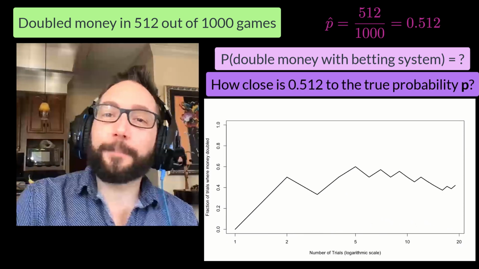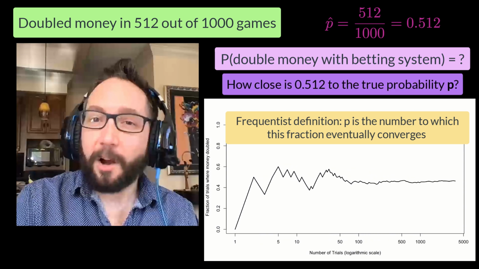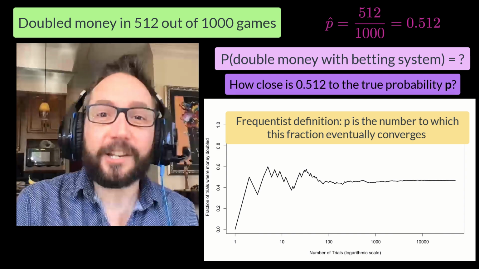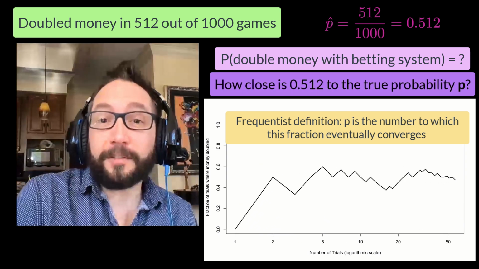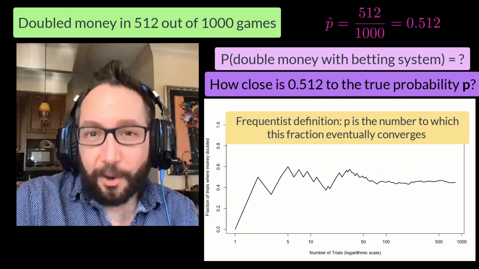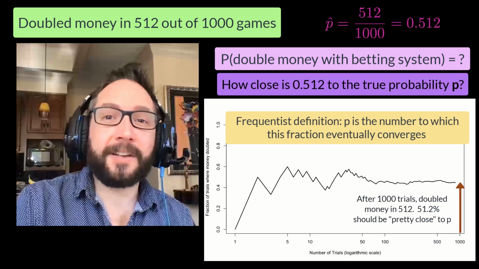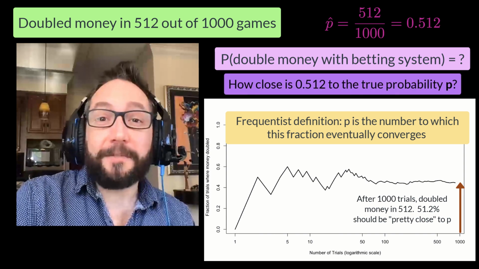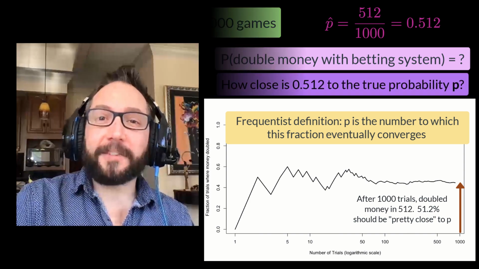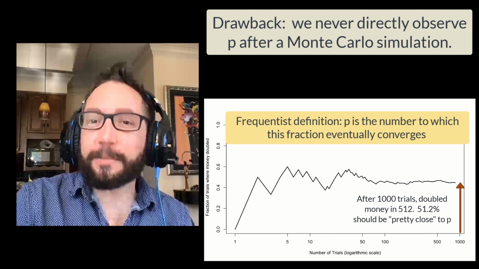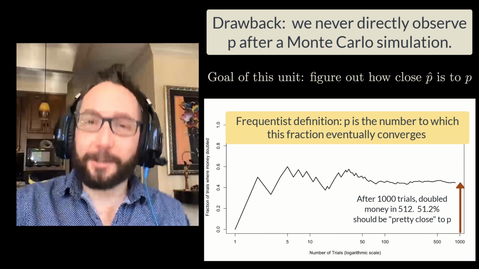We know that we define the probability of some event occurring as the long-run fraction of trials, all of which are conducted under identical conditions, and all independent of one another, where we observe our event happening. So after my Monte Carlo simulation, I doubled my money 512 out of those 1,000 times. My estimated probability would be 51.2%. Now, one drawback of the frequentist definition is that we never actually directly observe the probability of our event happening. We can only estimate it.